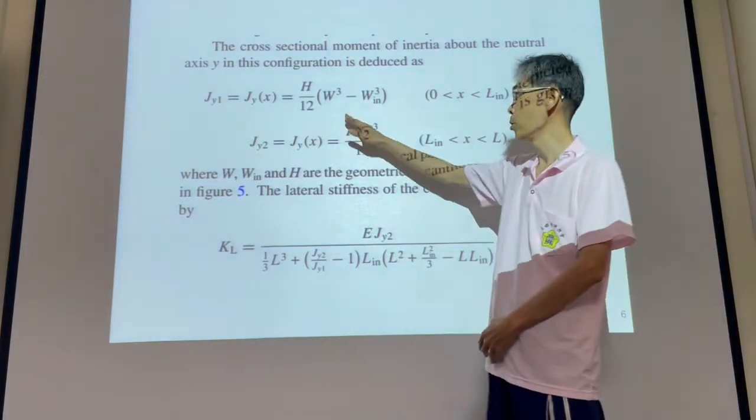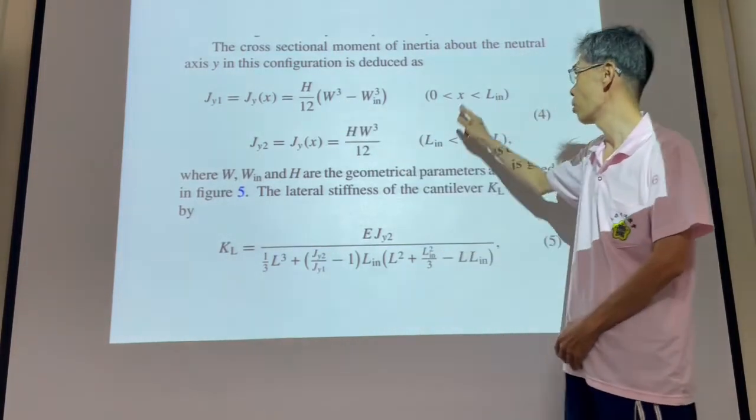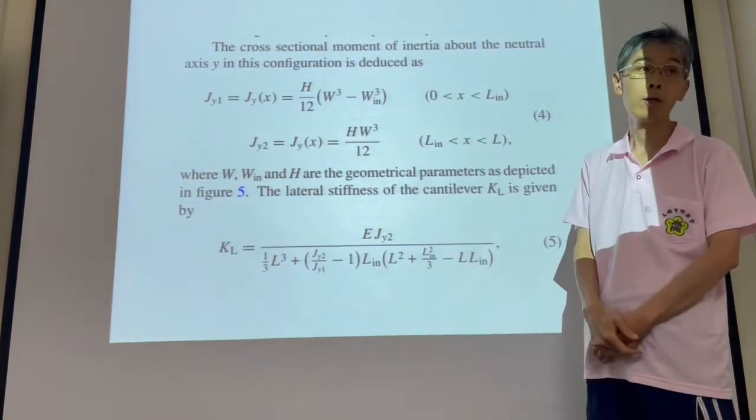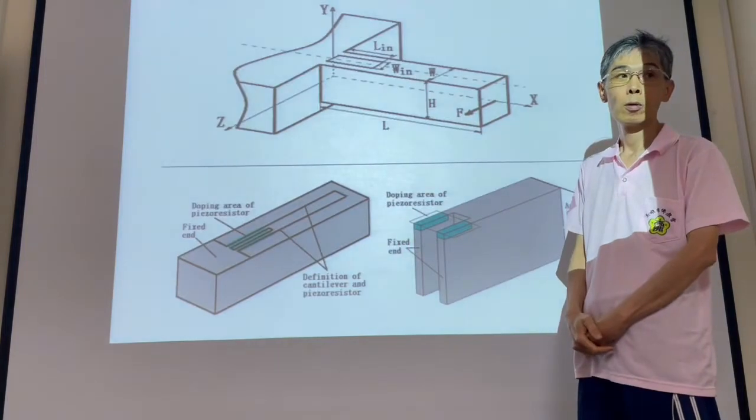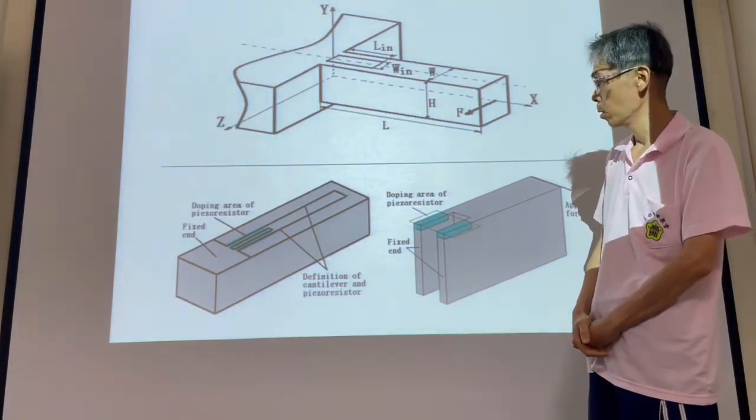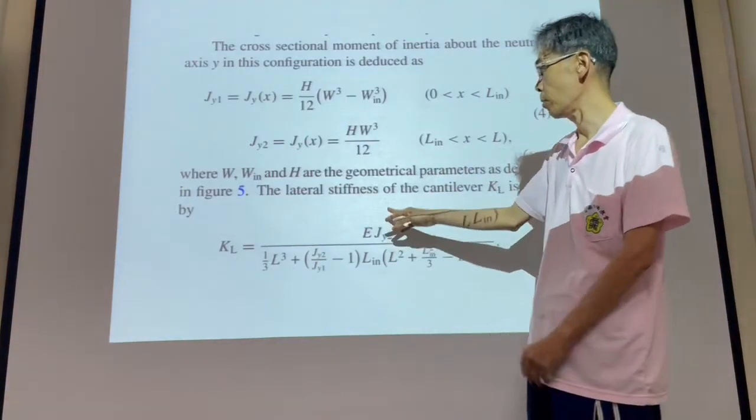Why do we use this equation for x from L to L E? Because we have a hollow portion there. Okay. Next page.